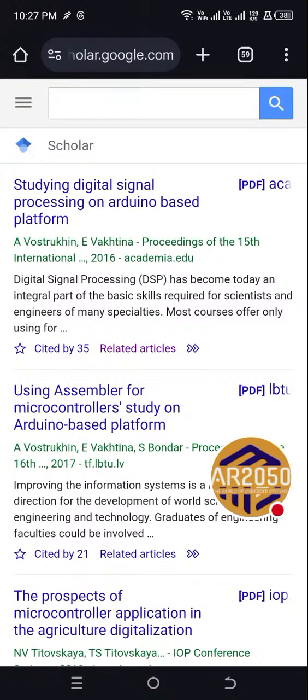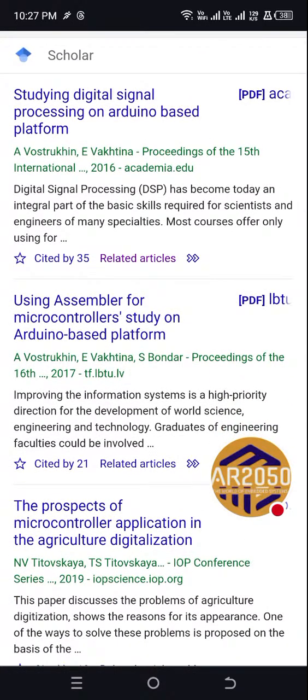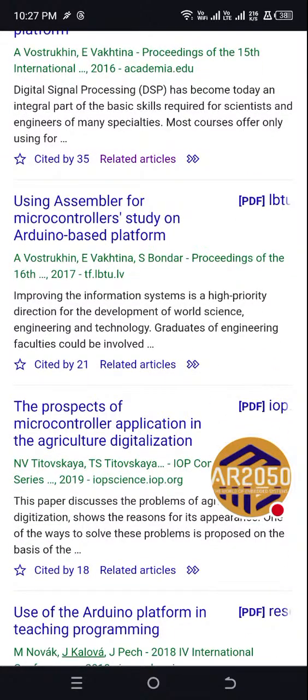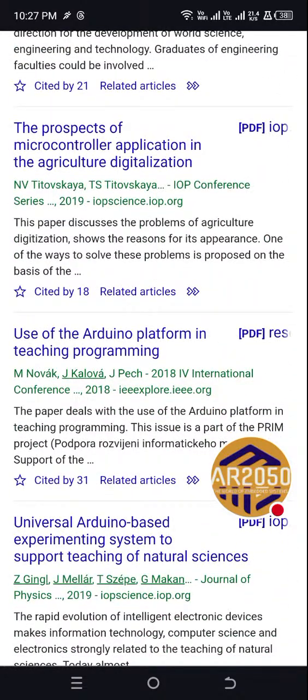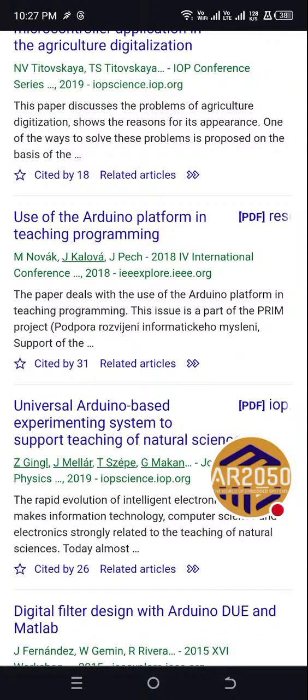Using assembler for microcontrollers, study on Arduino based platform. So this is a bit related to the assembly programming. We are not touching the assembly programming today, maybe some other day, but not today. The prospects of microcontroller application in the agriculture digitalization. Well, maybe not today. Use of Arduino platform in teaching programming. Yes, it could be helpful.